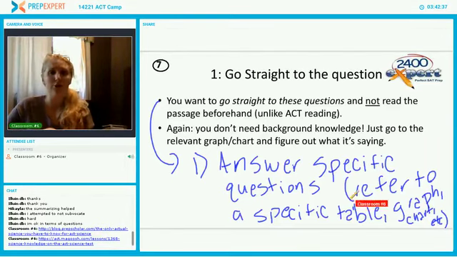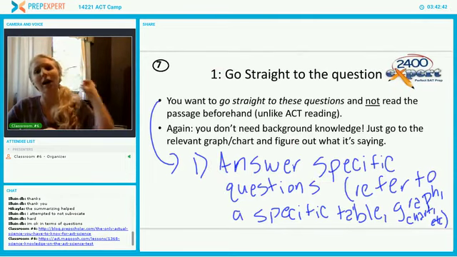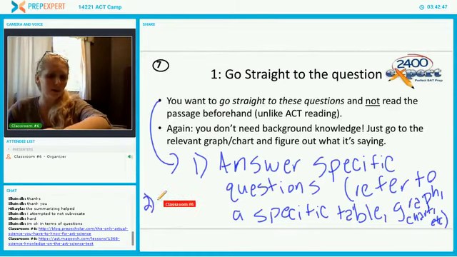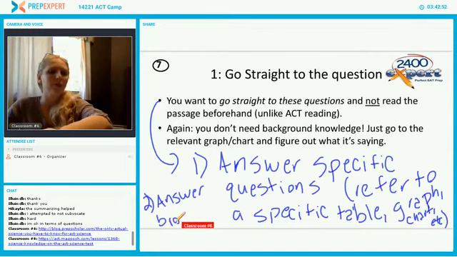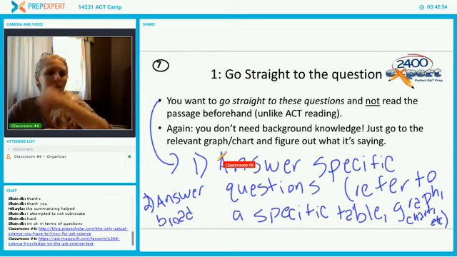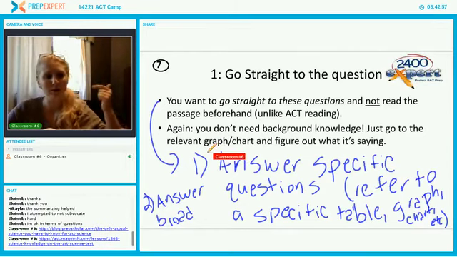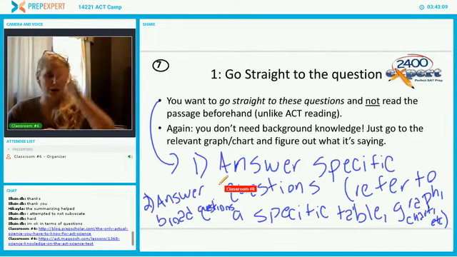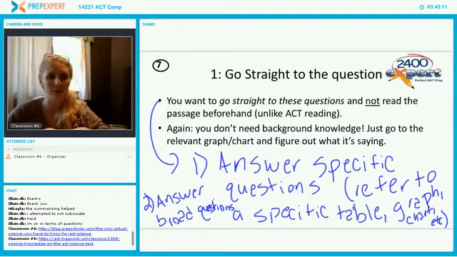Yeah, so answer specific questions first, okay? And then after you've answered the specific questions, you will have gained some understanding of the passage overall. And at that point, you can answer the broader questions, okay? By the time that you've answered the specific questions, you will have probably read through some of the experiments, you would have looked over some of the charts, you would have a general understanding of what's going on. So then you'll be prepared to answer the broad questions, even though you never took the 2 minutes to actually read the passage in its entirety, okay?